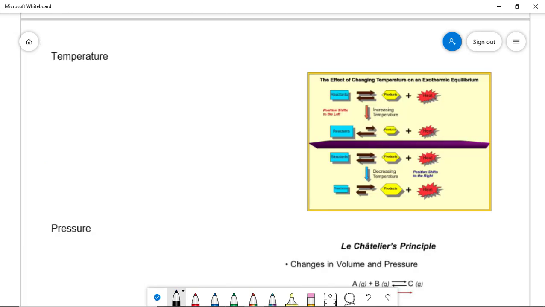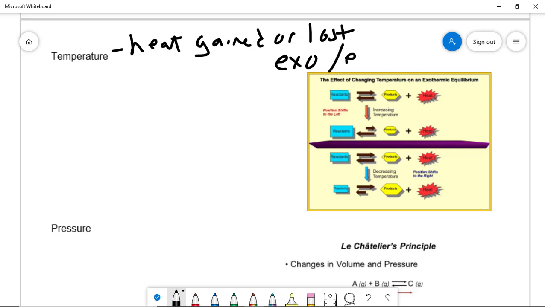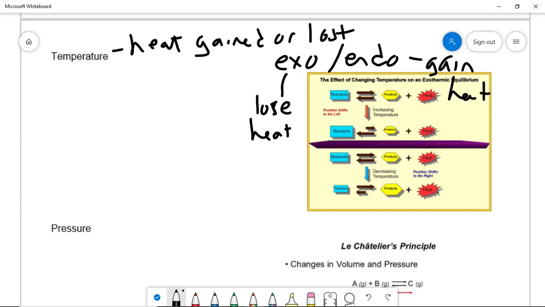So temperature is an interesting one. When we refer to temperature, we're really referring to whether heat is gained or lost. It's also important to remember our exothermic reactions and our endothermic reactions. Remember that exothermic reactions lose heat, and endothermic reactions gain heat. So we need to think about heat like a reactant or a product. Okay, so let's use that previous example.